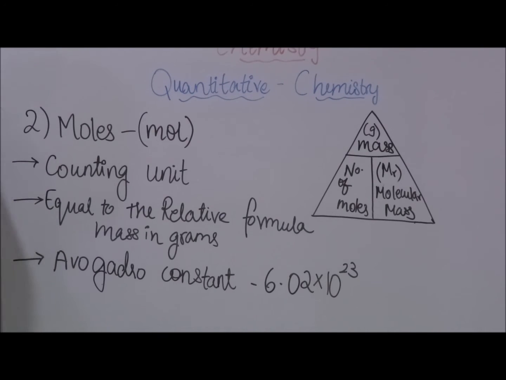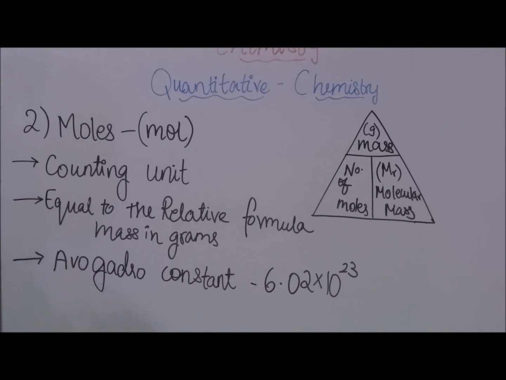It is certainly not possible to measure the mass of atoms and molecules when performing a chemical reaction. Atoms and molecules are too small. That is why we need to develop a counting unit, which is the moles. The amount of matter in a substance is also called as moles. You can also write moles as MOL. So the moles is equal to the relative formula mass or the MR in grams.